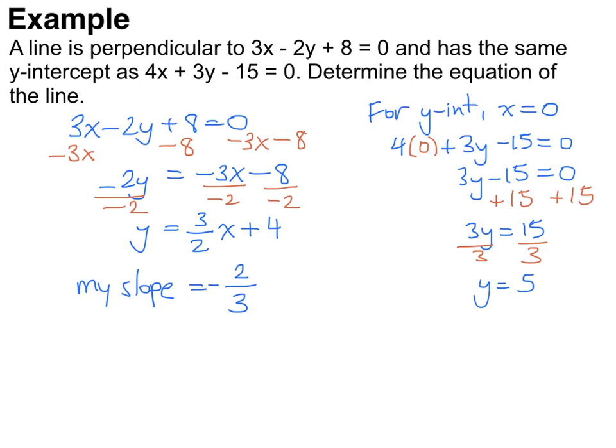So that's the y-intercept. We have a slope of negative 2 over 3. So we just put them together. And so the equation of this line is y is equal to negative 2 over 3x plus 5.